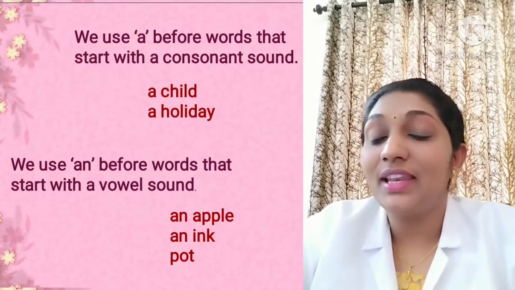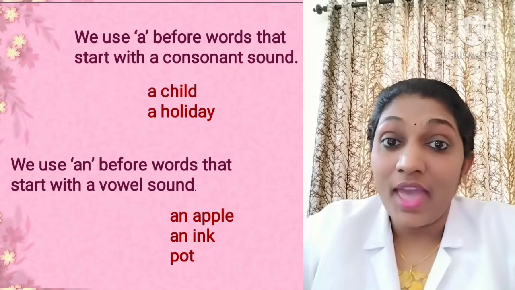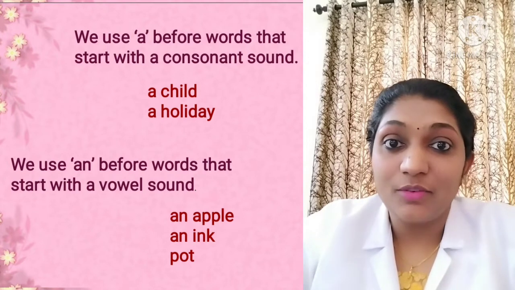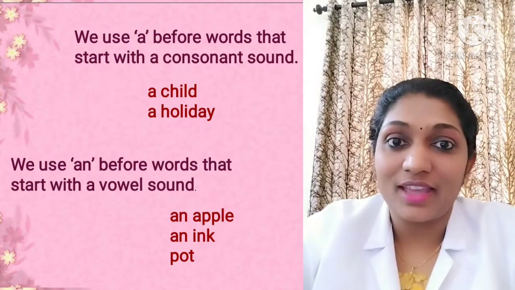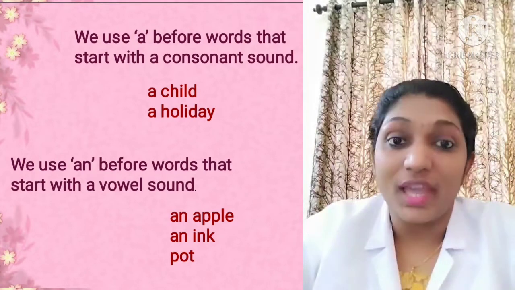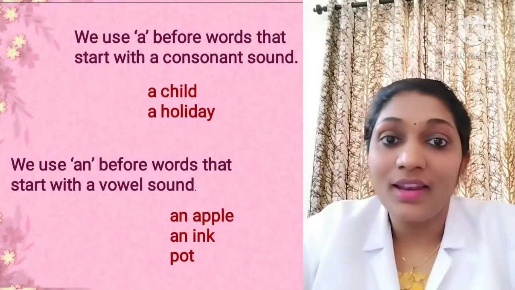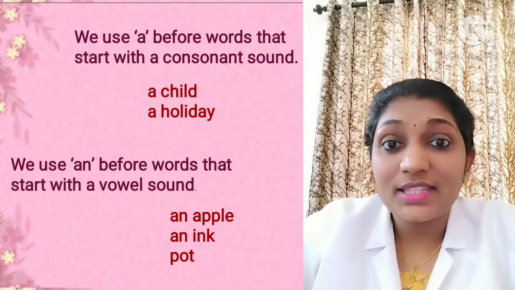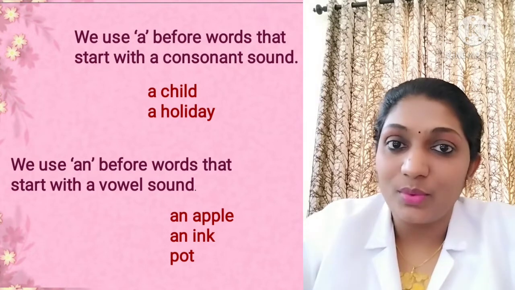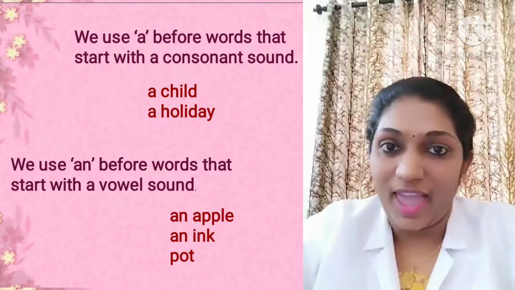Next set of examples. An apple. An ink pot. Here an apple. The word apple. The first sound is a vowel sound. A is a vowel sound. So that is why we are using an apple. Then an ink pot, ink, the i sound is a vowel sound. That is why we are using an there.